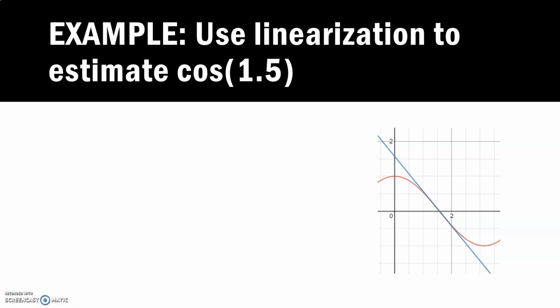So for this problem, the tricky part is I need a value that's close to 1.5 for which it's easy to figure out the cosine. And so if I think of pi over 2, that's about 1.5. It's close to 1.5 because pi is close to 3, and 3 divided by 2 is 1.5. So I'm going to write the tangent line equation at pi over 2.